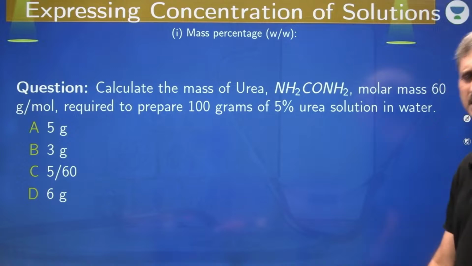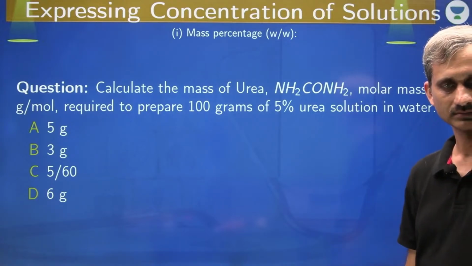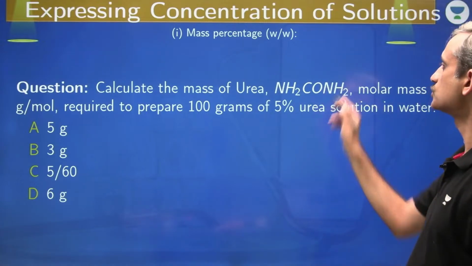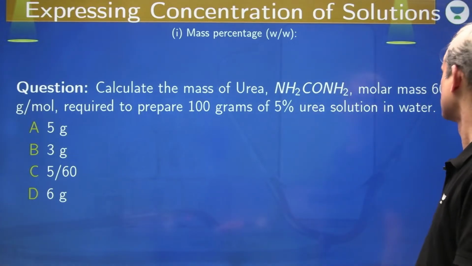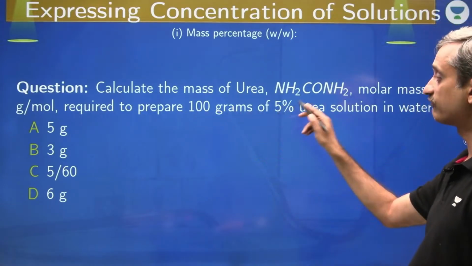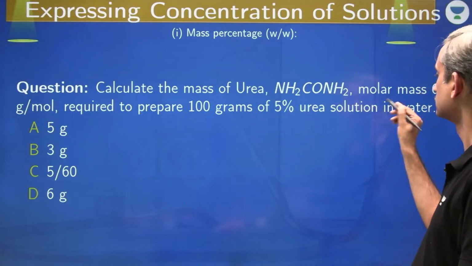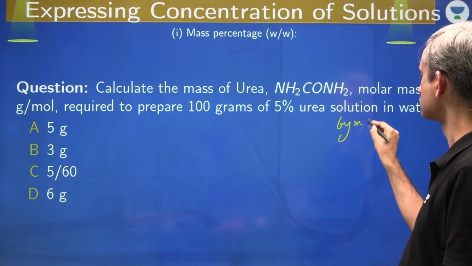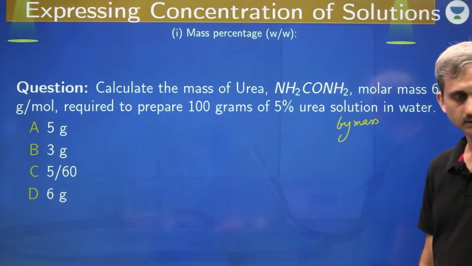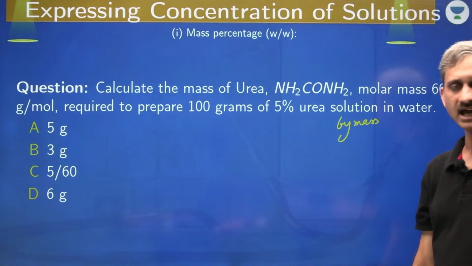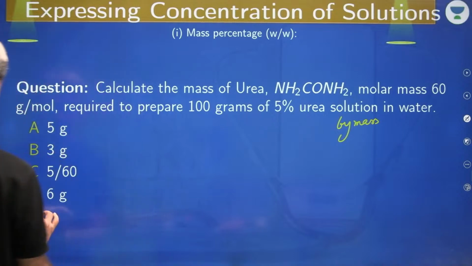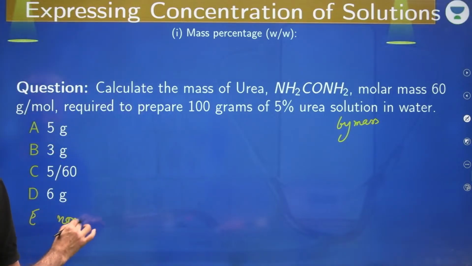Okay, then. Let's have a simple question. Calculate the mass of urea, NH2CONH2, which has a molar mass of 60 gram per mole, required to prepare 100 grams of 5% urea solution by mass in water. Clear? We have the options. Give me the answer. Or you want another option, which could be called none of these.